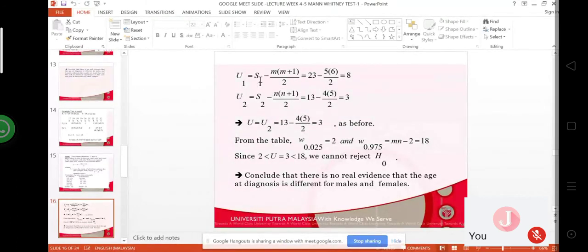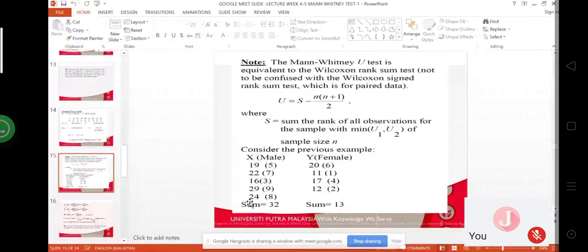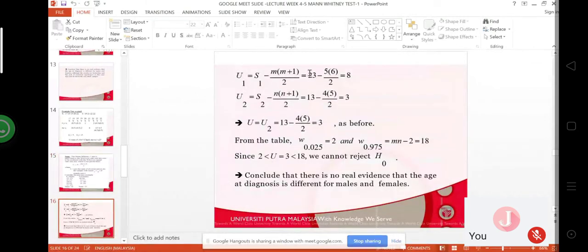So what is S1? You look back at the ranks of the observations from the first sample. 32. This is not, I made a mistake. You might say, oh, you have to change it when we get 32, to 23. No. When you get 32, you write 32. This is my typing error. Then minus M. What is M? The size of the first sample is 5. So 5 times 6 divided by 2.